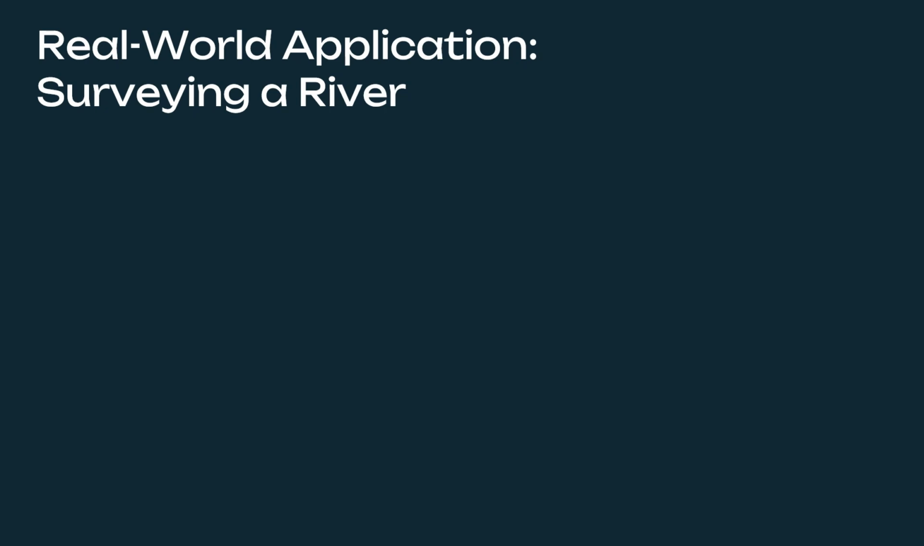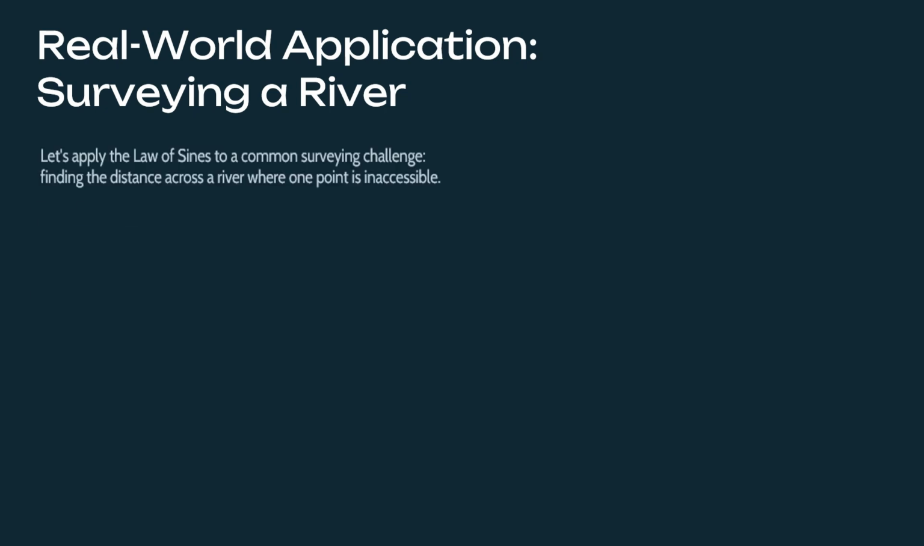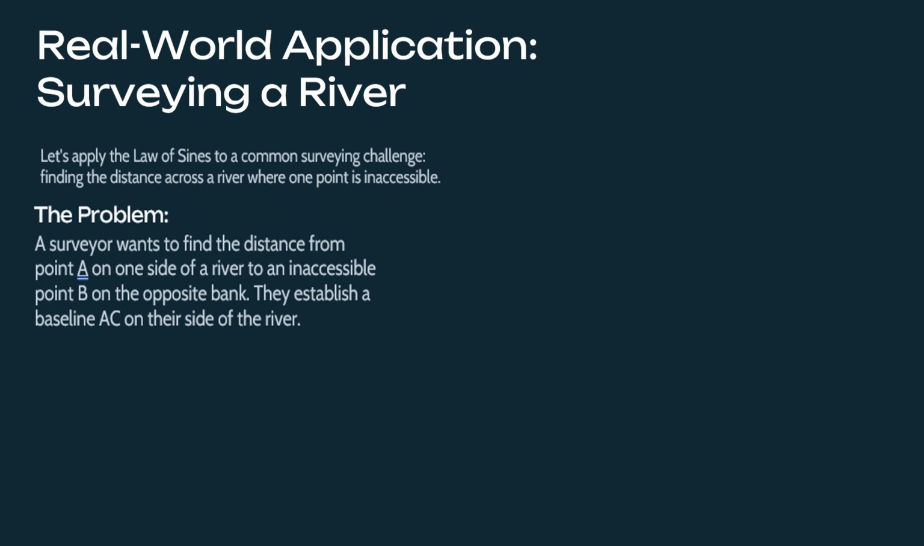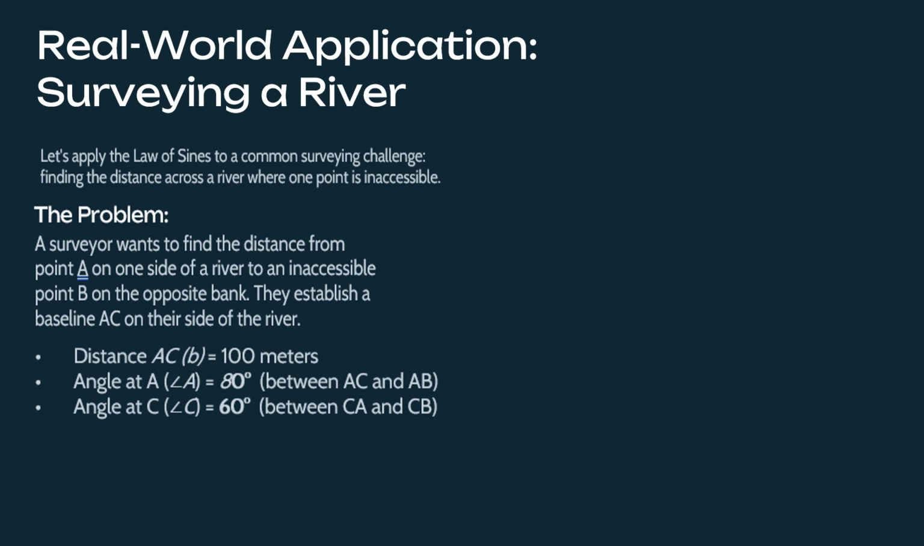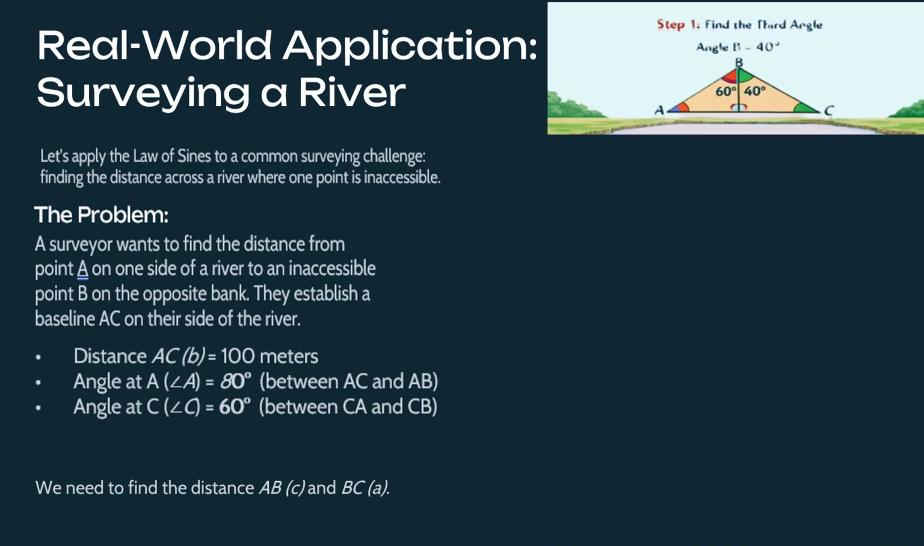Let's see how the law of sines applies in the real world. Imagine a surveyor who wants to measure the distance across a river from point A on one bank to point B on the other. Direct measurement isn't possible, so they establish a baseline on their side from point A to point C. Other data show that the baseline AC is 100 meters. Angle A is 80 degrees and angle C is 60 degrees. We need to find the distance AB or c and BC or a. Step 1. Find the third angle. Since the angles of a triangle add up to 180 degrees, angle B is 40 degrees.